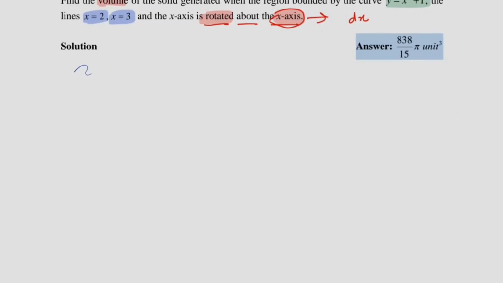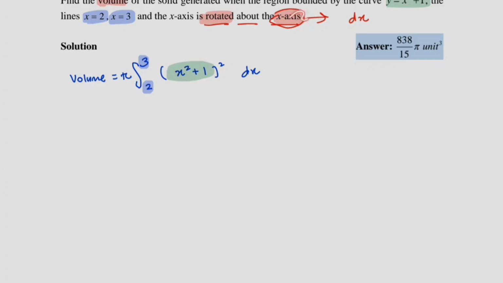So from here, we can already write the equation to find the volume. It's just integrating with the pi formula in front, and then dx behind. Don't forget that we have to square the function. And since the function is only just one function, which is x squared plus 1, don't forget to substitute that function here, x squared plus 1. And then we already know the lines is from 2 to 3. So that will be our limit in terms of x.